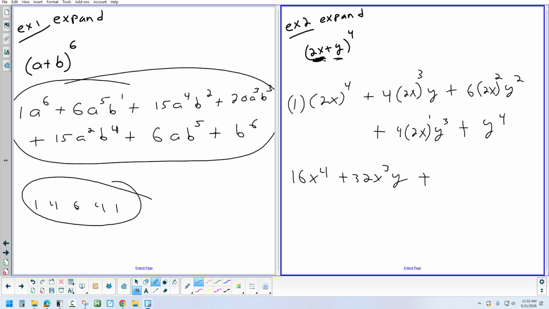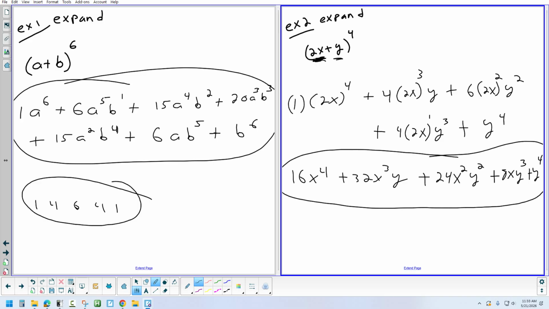Okay, how about my third term? Anyone think they can give me that one? Yep, 24x squared y squared. 24x squared y squared. Good. Okay, how about my fourth term? 8xy cubed. 8xy cubed. And the last term is done.